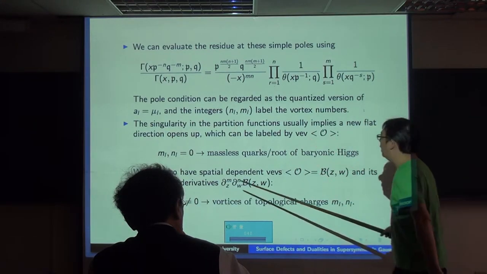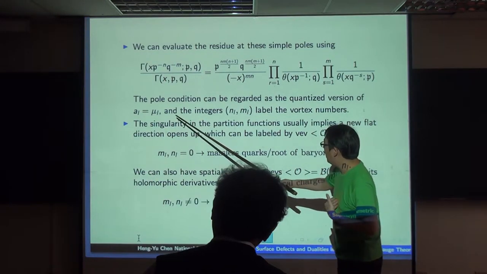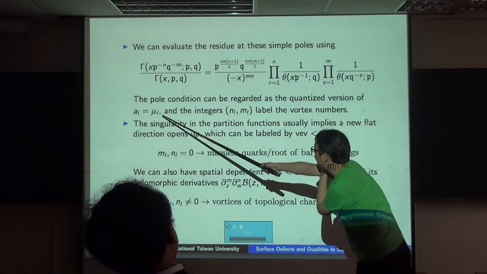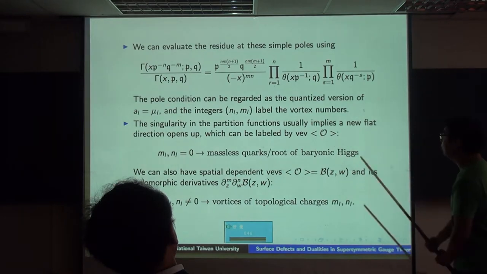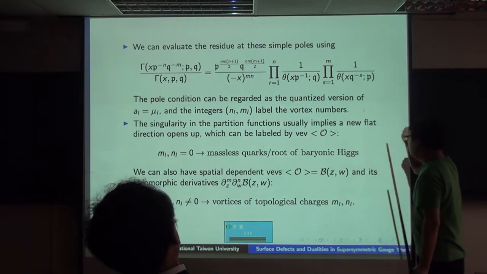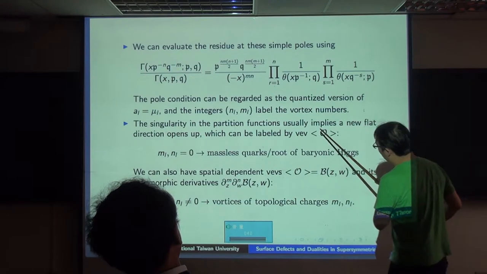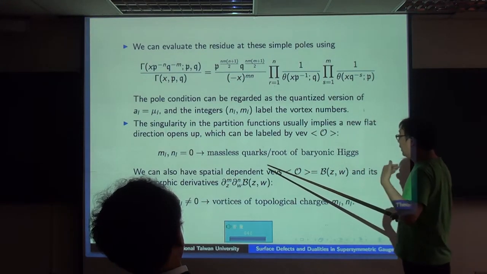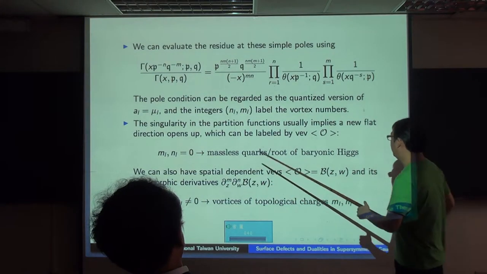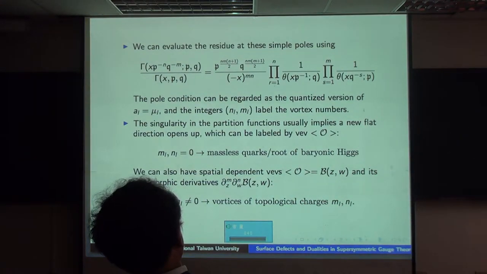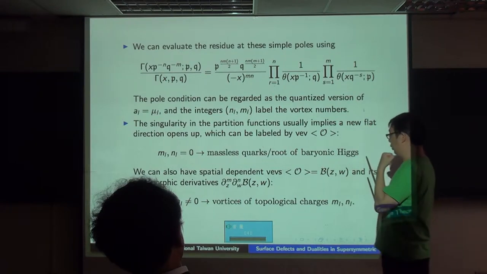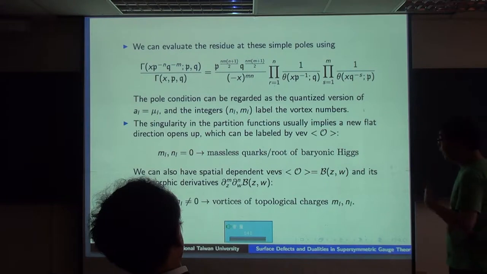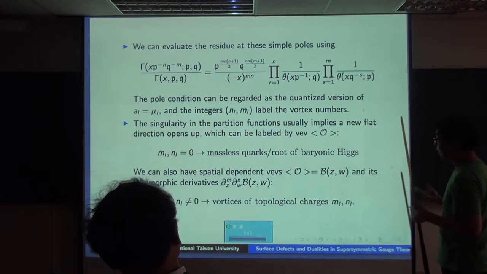So for example, as a simple case, when m and n, or this pole number, are equal to zero, this is precisely the condition we had earlier for the root of Baryon-Higgs. But on the other hand, for non-vanishing m and n, there are those infinite number of poles. And those really correspond to the basic Baryonic operator, now describing the additional vortices, the dynamical vortices that exist in your theory.